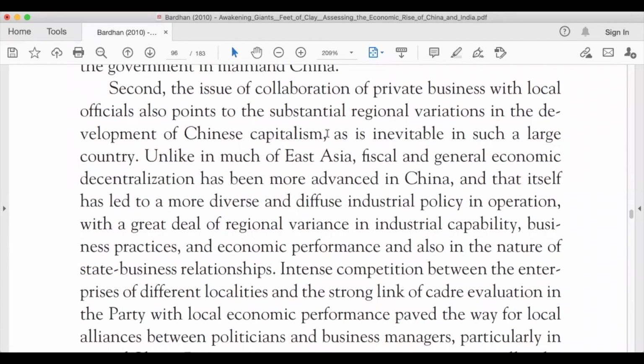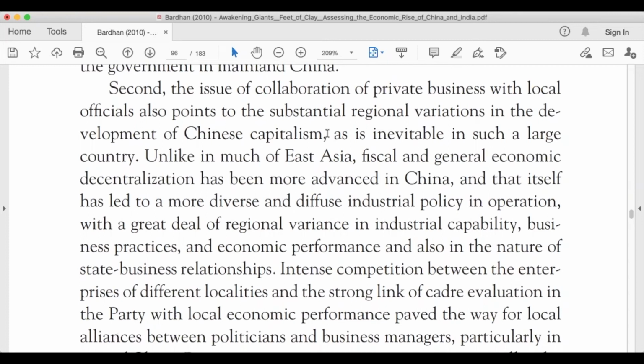Second, the issue of collaboration of private business with local officials also points to the substantial regional variations in the development of Chinese capitalism, as is inevitable in such a large country. Unlike in much of East Asia, fiscal and general economic decentralization has been much more advanced in China, and that itself has led to more diverse and diffuse industrial policies and operation, with a great deal of regional variance in industrial capability, business practices, and economic performance, and also in the nature of state business relationships.